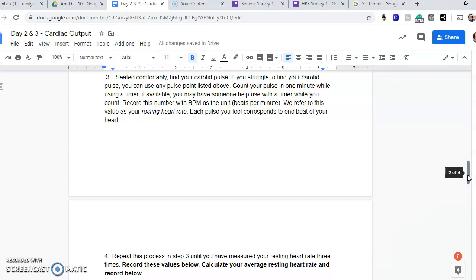So you're going to do that 3 times where you find your pulse, your heart rate, and record each one of those in step number 4's table as it mentions, and then find an average resting heart rate. So once again, depending on where you're at, you may want to pause, go ahead and find those average resting heart rate for 3 different times, because you will need those for the following steps.